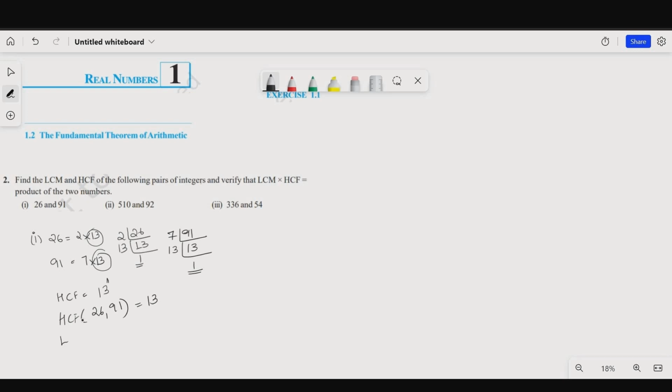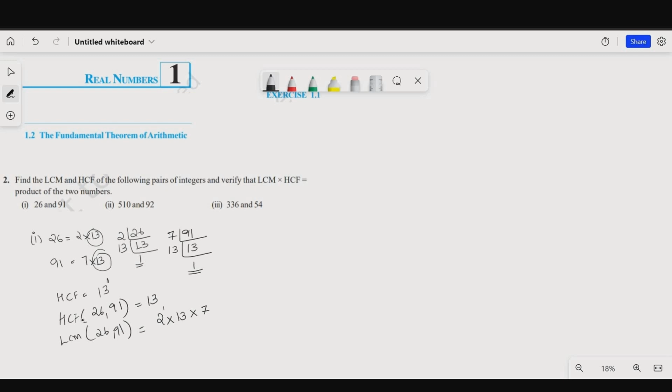Now what about the LCM of 26 and 91? LCM is the product of the greatest power of each prime factor involved in the numbers. So here it is 2 into 13 and in 91 it is 7 into 13. 13 is already here, so we have to write only 7. Now we have to take the greatest power of each prime factor involved. The greatest power for every factor is 1 anyway, right?